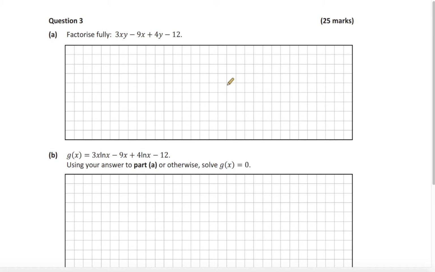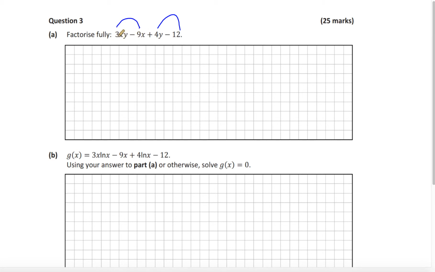This is the 2019 Leaving Cert Higher Level Paper 1 and we're looking at question number 3. Part A says factorize fully 3xy minus 9x plus 4y minus 12. So it's probably Junior Cert since you've seen a factorization like that, so hopefully you remember. There's no common factor to all four terms, so factorizing by pairing is something that we can try. If we factorize this pair and then factorize this pair and see if there's something common.